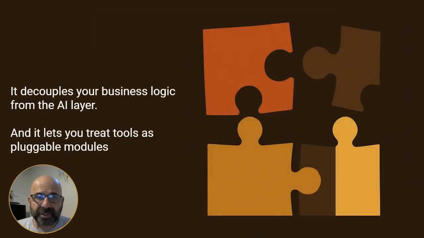And this isn't just about travel. MCP gives you the architecture to build AI agents that talk to dozens of tools, custom copilots that understand your workflows, multimodal bots that work across text, data, and files. It decouples your business logic from the AI layer and lets you treat tools as modular, swappable components.